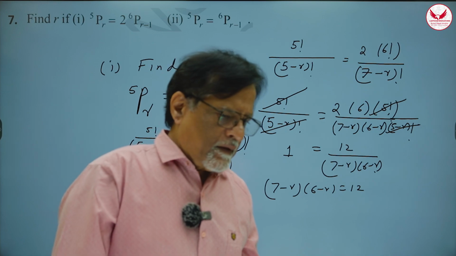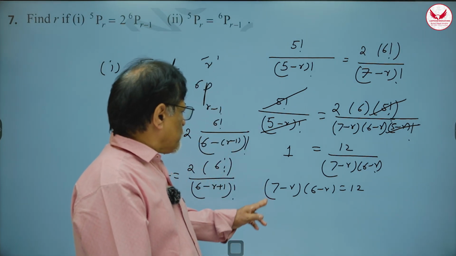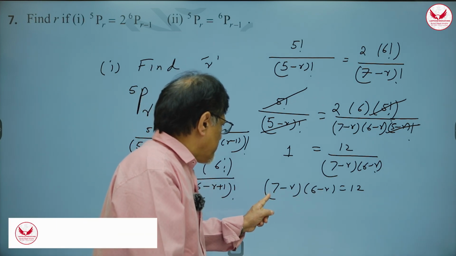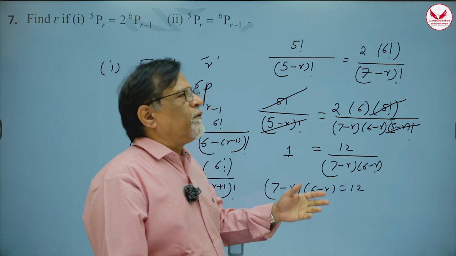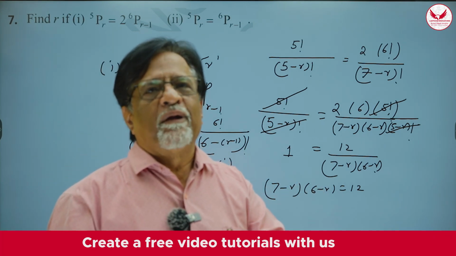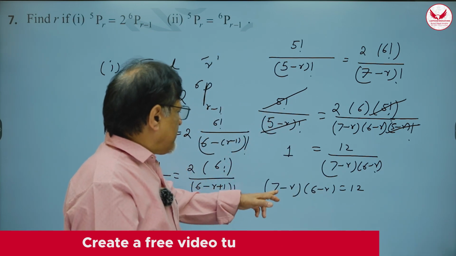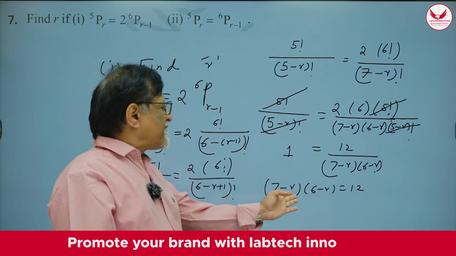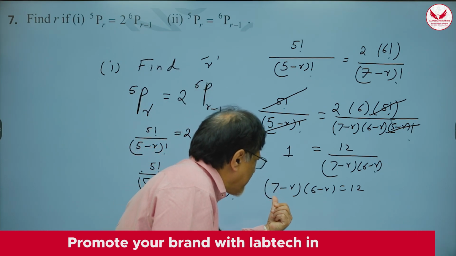Now, when you look at this equation, you will be tempted to multiply them. So if you multiply 7 by 6 and all that, you will get a quadratic in r, and then you will have to solve that quadratic. But the problem is easier than that. If you apply your common sense, you will realize that these two are not ordinary numbers, they are natural numbers. And natural numbers, one is just one greater than the other.